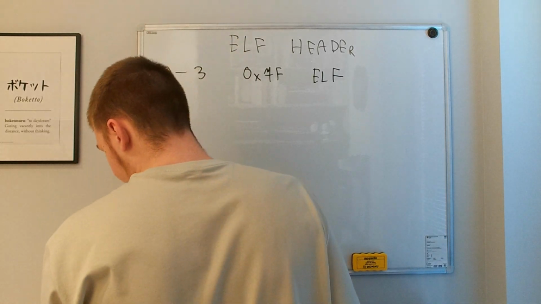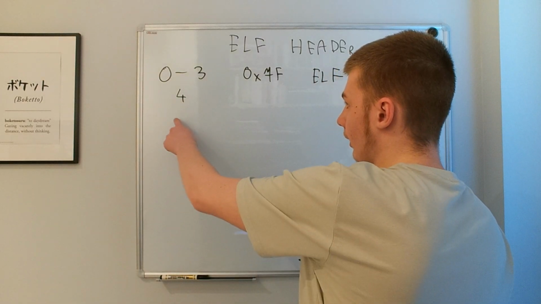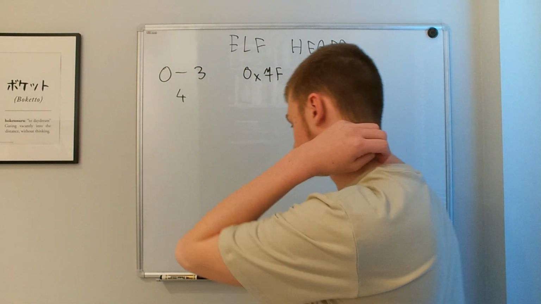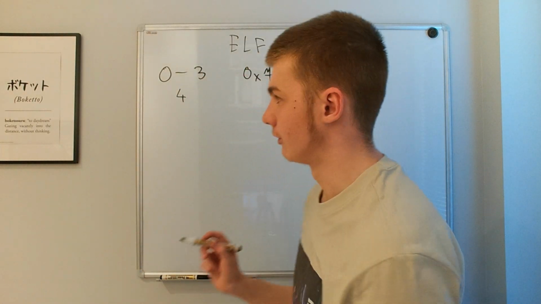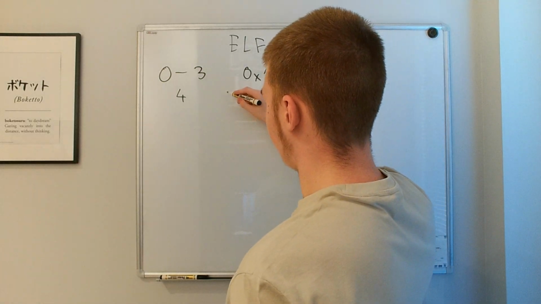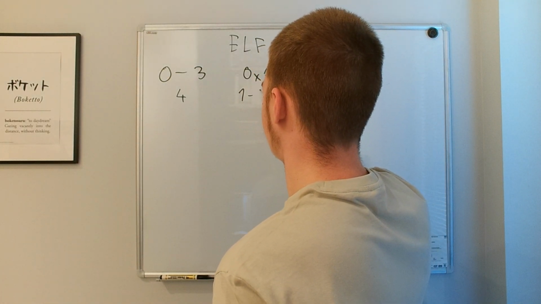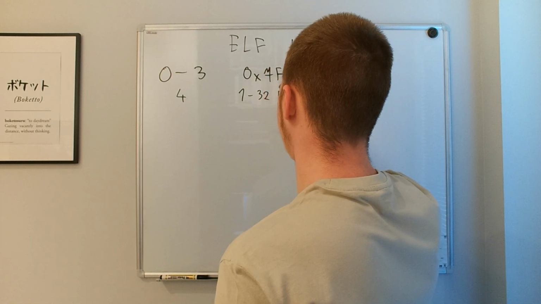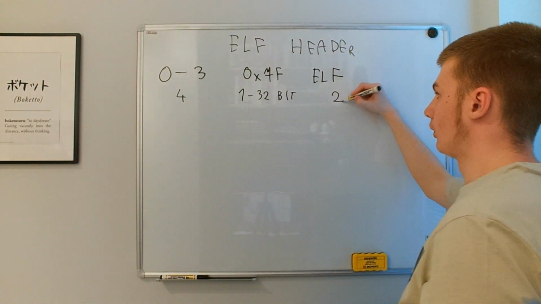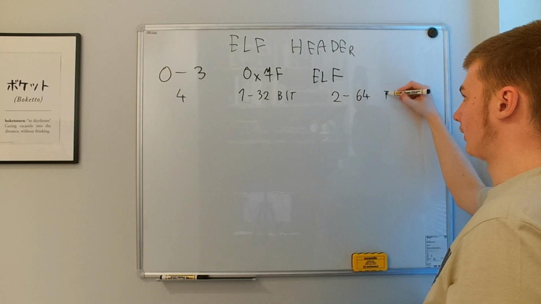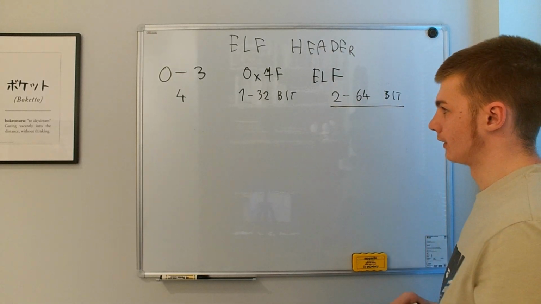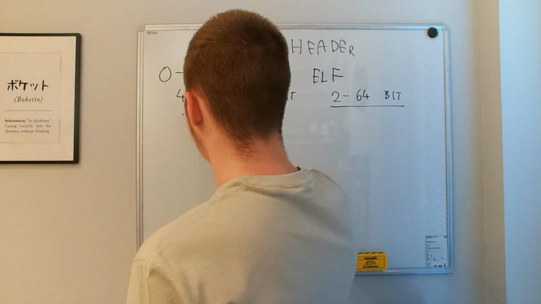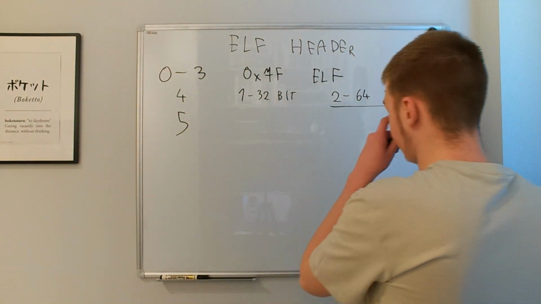Then you have the information about whether this ELF file is 32-bit or 64-bit. If this byte is 1, this corresponds to a 32-bit executable. 2 corresponds to a 64-bit executable. And what we really want is this. If it's not this, then something went wrong.